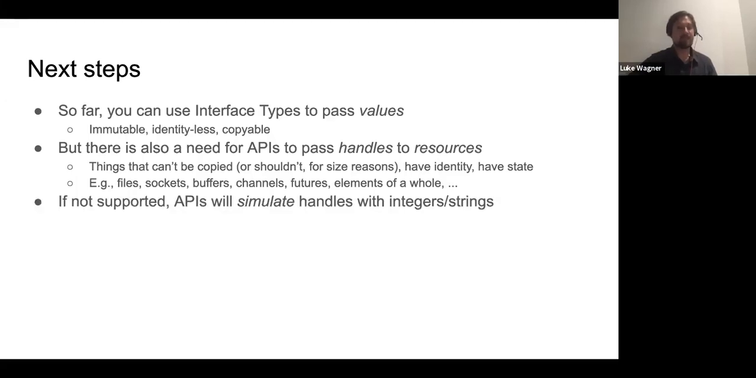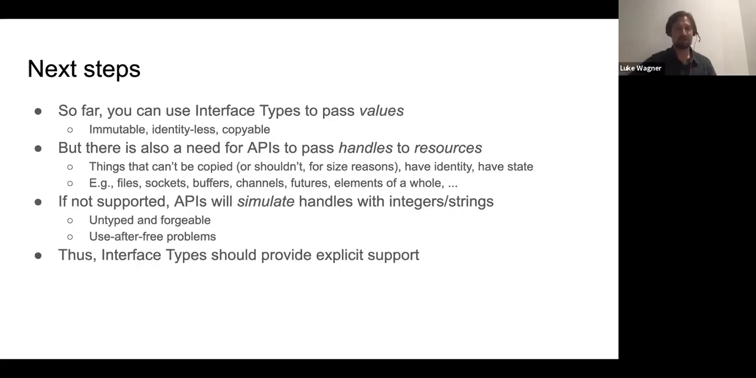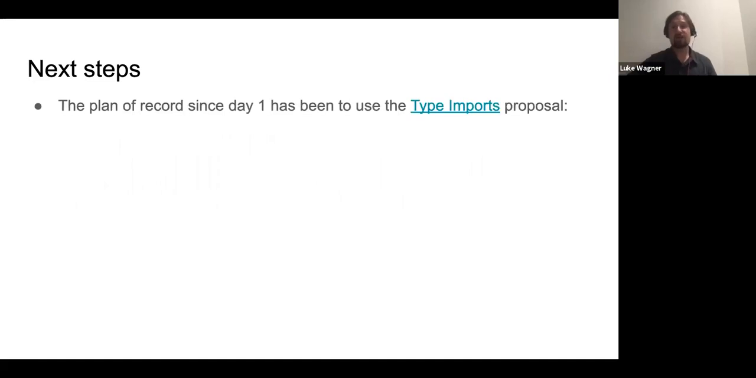And if not supported first class, well, then APIs will just simulate it using integers and strings. And that'll be strictly worse because they'll be untyped, they'll be forgeable, they'll have use after free problems. No good. So therefore, interface types must provide explicit support. And so the question is, well, what should that look like? So pretty much since day one, the goal was, let's use type imports. Let's use abstract types to express resources. So what would that look like?